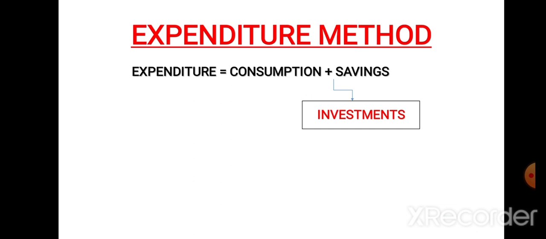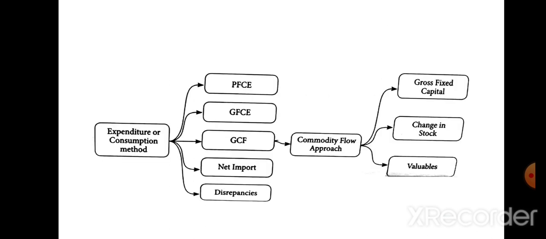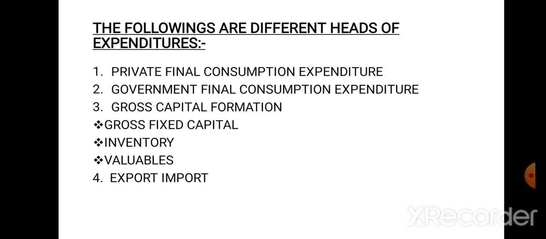Now we shall learn about expenditure method. Expenditure is equal to consumption plus saving. Saving is nothing but the investment. Look at this flow chart, I'll explain it. The following are the different heads of expenditure. First, private final consumption expenditure. It is final consumption done by the private individual or household.